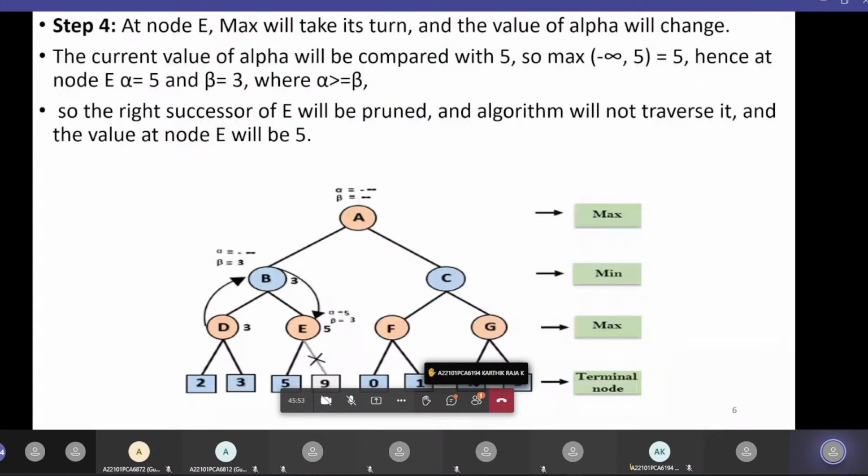So they prune it. We need not check, because the condition is already satisfied here. Alpha is greater than beta. So you are pruning the right successor of E. The algorithm will not traverse it.